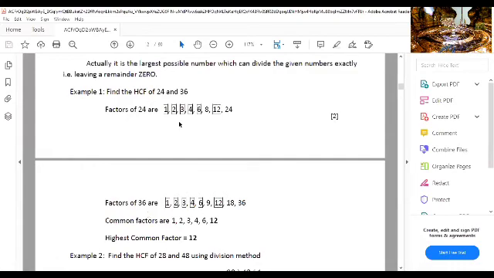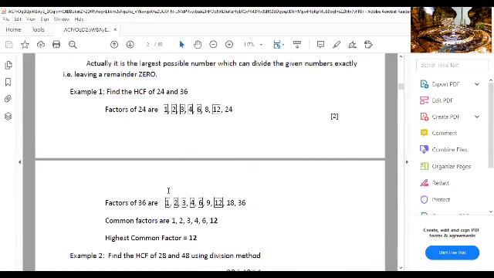Now in this we write the common factors. 24 factors are 1, 2, 3, 4, 6, 8, 12, 24, and 36 factors are 1, 2, 3, 4, 6, 9, 12, 18, 36. In these, the common factors are 1 and 1, 1 is the common factor. 2, 2, 2 is the common factor. 3, 3, 3 is common. Also 4, 4, 6, 6. Next one is 12, 12. That means common factors are 1, 2, 3, 4, 6, 12.